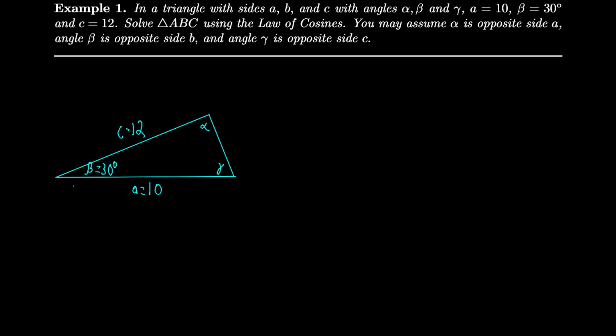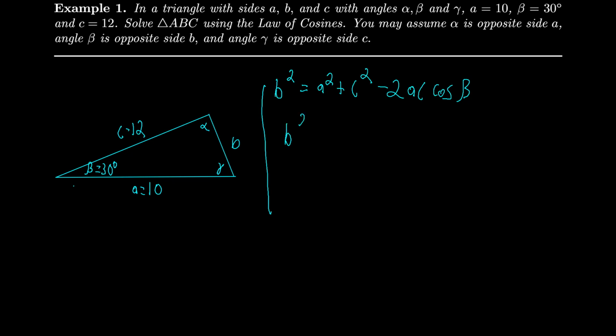So what we have then is we're trying to find b, and we're just going to use the law of cosines for it because we do have enough information. From the law of cosines, it's b squared equals a squared plus c squared minus 2ac cosine of whatever went with b, so beta. Now I'm just going to plug everything in. So b squared, which we don't know, is a squared, so 10 squared, plus c squared, which is 12 squared, minus 2 times a, which is 10, times c, which is 12, times the cosine of beta, which is 30 degrees.